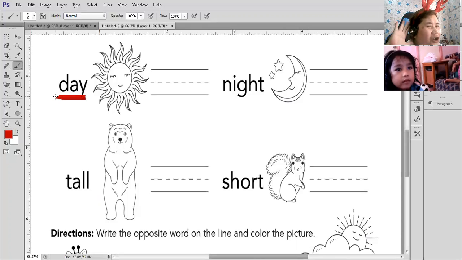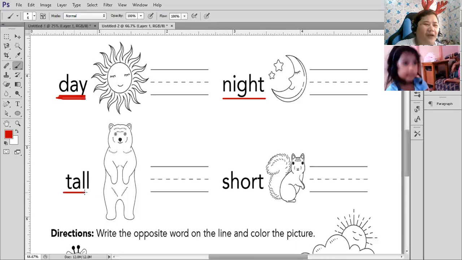Louder. Day. Very good. Day, day, day. And the night. Very good. That's night. How about here? Bear. Yeah. What kind of bear? Can you describe the bear? Standing bear. Oh, yeah, it's a standing bear. And look at the word. Can you try to read this one?